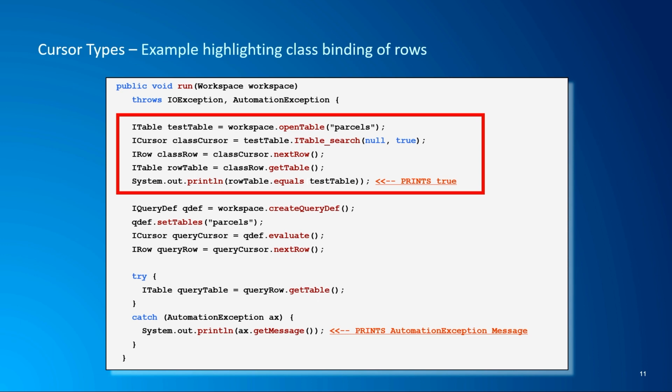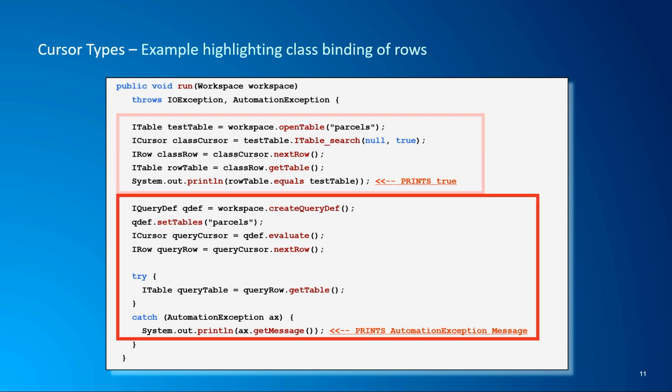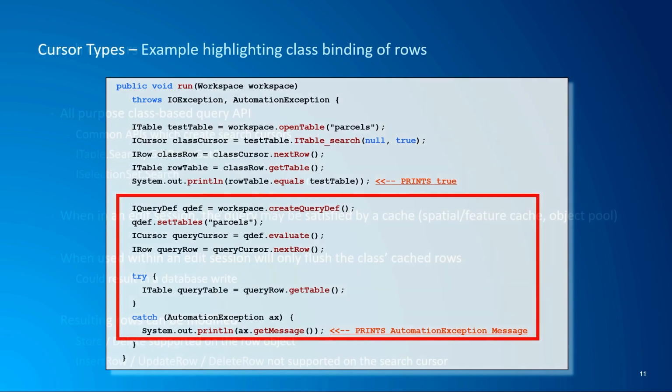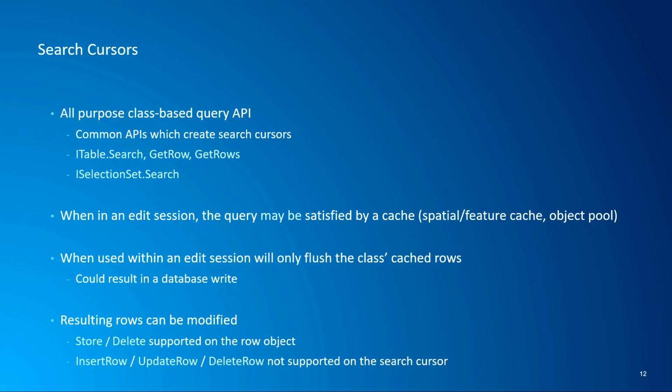Alternatively, on the bottom, we say from the row, get the table. And what happens is the row does not have a table. It's not bound to a table, so an exception is thrown, and we'll get the automation exception that you see on the bottom. Again, cursors that come from query defs are not binding the rows to tables, whereas the cursors that are class cursors, the insert, update, and search cursors, do bind the row objects to a table.